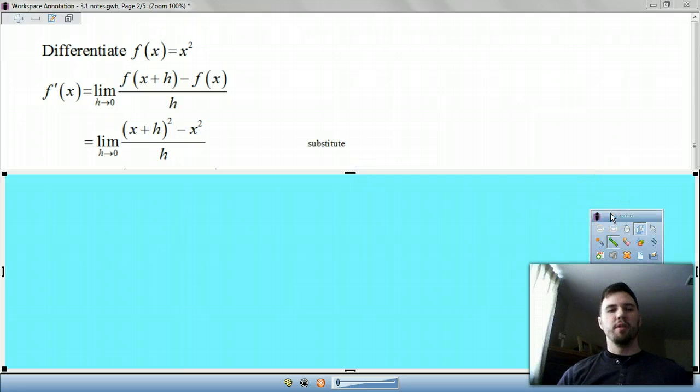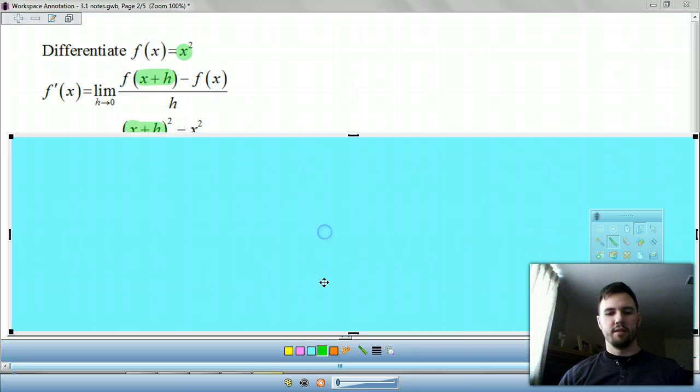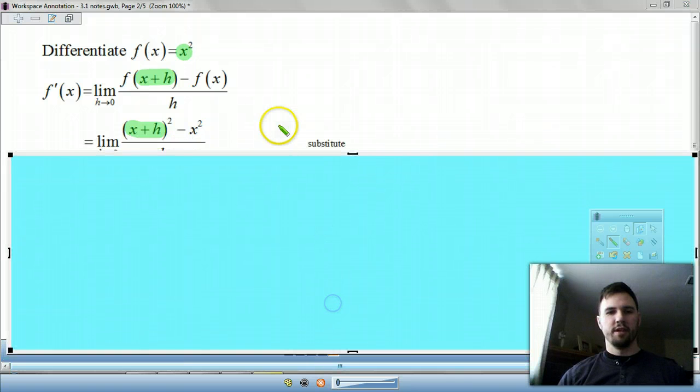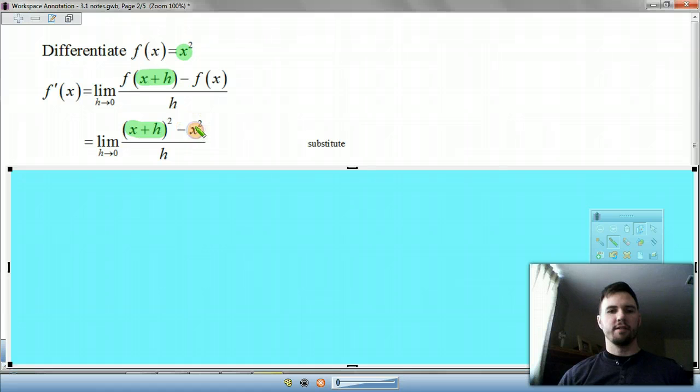Next, we plug in our x plus h for our original function. So basically what we're doing is we're taking this f of x plus h, and we're plugging it in for x, right? And that's how we get x plus h squared. And also we take our x and we plug it into our x squared. Same thing we did before. You plug it into your function.